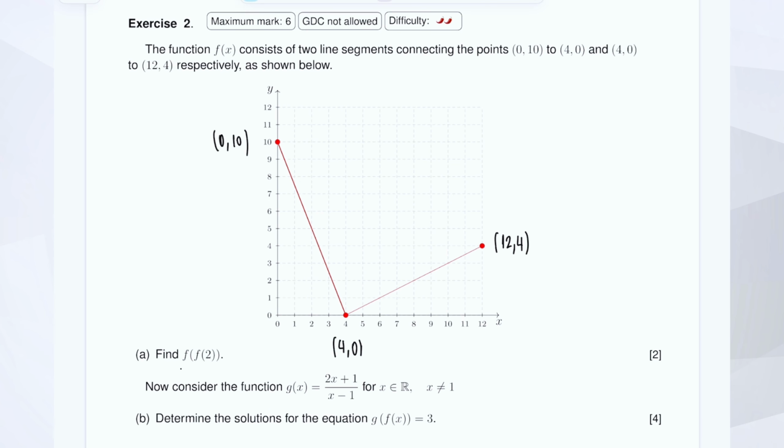If we're trying to evaluate f of 2, the first thing that we need to find is f of 2. And remember that f of x is a piecewise function, therefore all of this belongs to f of x.